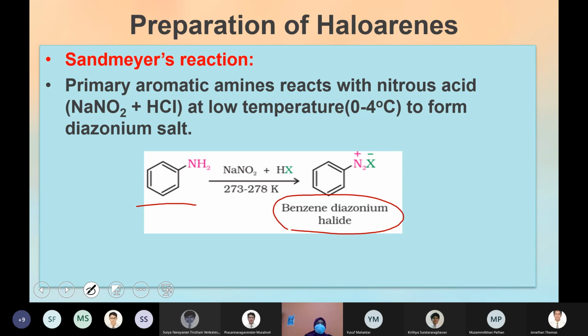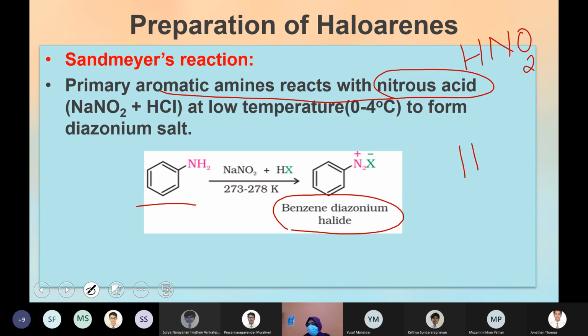Here, the first thing is that you need to take an aromatic amine with nitrous acid. Nitrous acid has the formula HNO2. Nitric acid is HNO3. The acid with more oxygen has the suffix -ic: sulfuric acid is H2SO4, sulfurous acid is H2SO3. Similarly, -ous is always for fewer oxygens. So since nitric acid is HNO3, nitrous acid is HNO2.